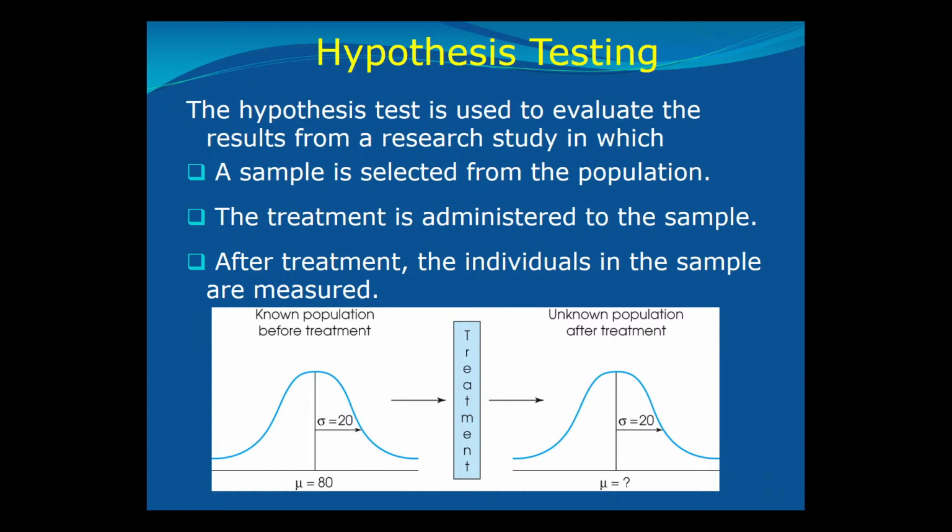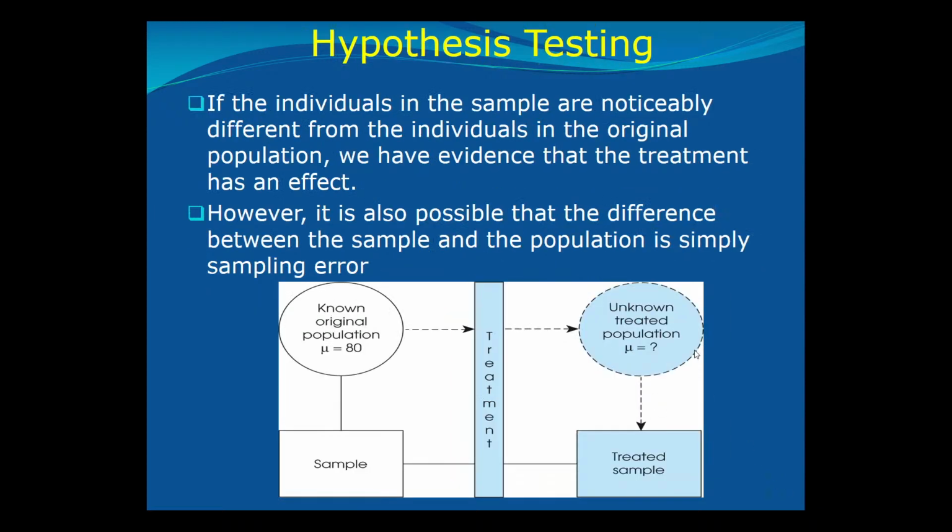So we know the population before treatment, then we apply some treatment or some drugs to the sample, and we have a sample after the treatment. If the individuals in the sample are noticeably different from the individuals in the original population, we have evidence that the treatment has an effect. However, it is also possible that the difference between the sample and the population is simply sampling error.